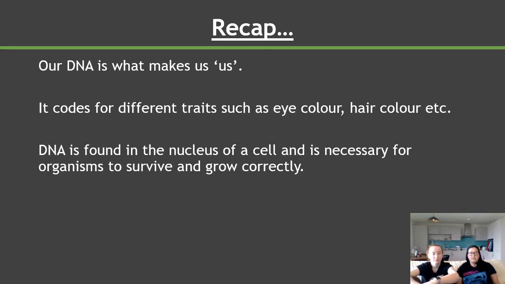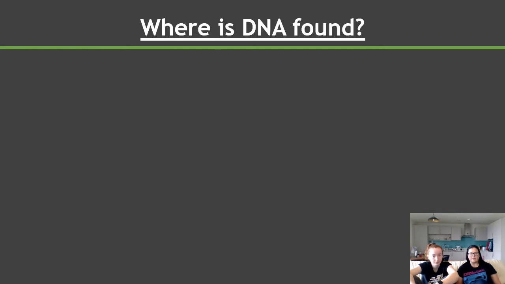Okay, so our DNA is what makes us us. It codes for different traits such as eye color, hair color, a bunch of stuff we don't really understand, including genetic diseases, possibly even some talent-related things. We're not quite sure, but we do know that your DNA controls everything that you look like, unless it's artificially dyed or surgeried. It's found in the nucleus of the cell and is necessary for organisms to survive and grow correctly.